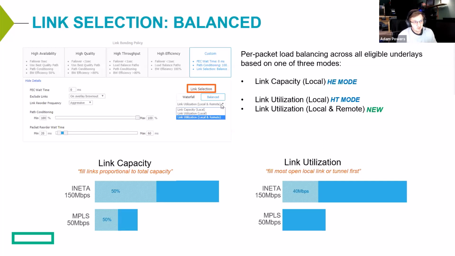I introduced this thing called link utilization, and in that case, the best way to think about it is that we fill the most open link first. So whichever link has the largest amount of overall bandwidth available, that's where the packet goes. The reason I think that's a good thing is because it keeps all the packets on one of the links until it needs to waterfall, until it needs to start load balancing. So you don't want to just load balance just for the heck of it, just because you think it's groovy. You load balance because you have to, not because you want to.